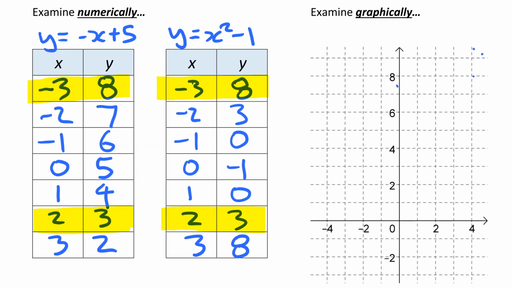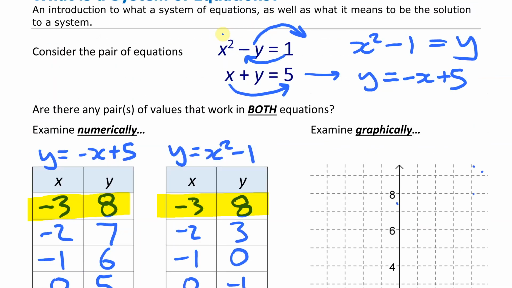You could try it in the original equation if you wanted to, and you'd see that it would work. We generated them with these rearranged equations, but it would work in the original ones as well. If we go up just to double check that, taking that first point, negative 3 squared is 9, minus 8 is 1. It works in that one. And negative 3 plus 8 is 5. It works in that one. That pair of numbers works in both those equations.